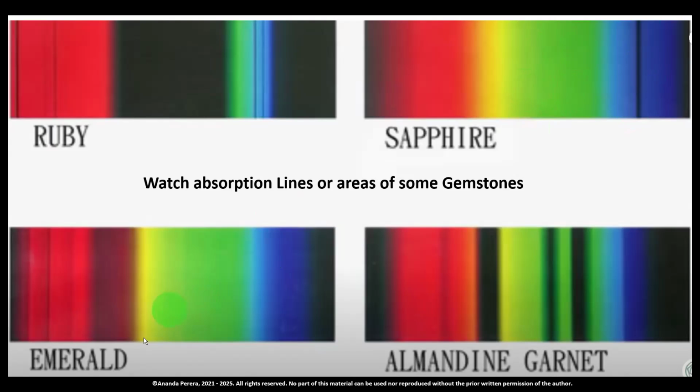What is this? If it is emerald, these are the lines. These are the lines. If it is almandine garnet, these are the lines. So we can easily separate these four stones.